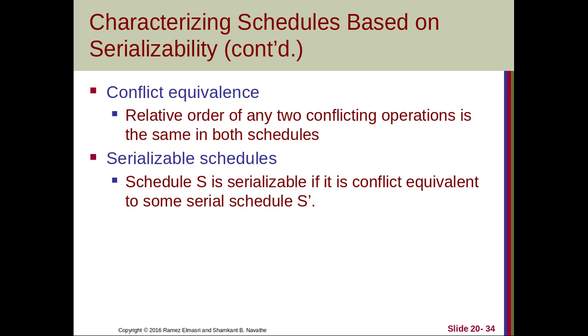Now, conflict equivalence. Relative order of any two conflicting operations is the same in both schedules. Serializable schedules: a schedule S is serializable if it is conflict equivalent to some serial schedule S dash. Conflict equivalence means the relative order of any two conflicting operations is the same in both schedules.